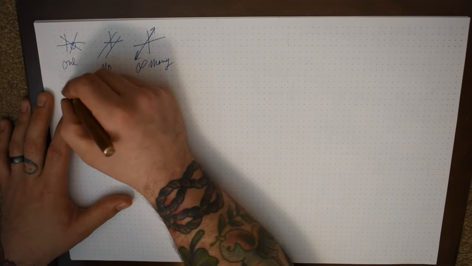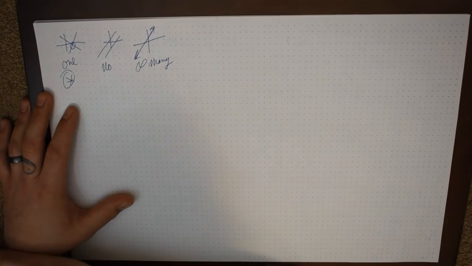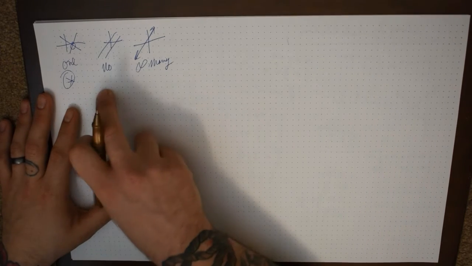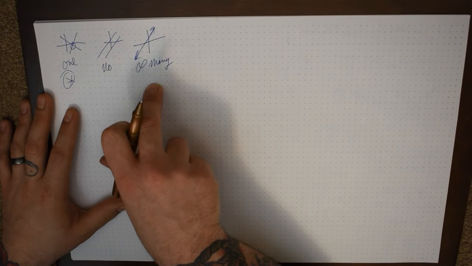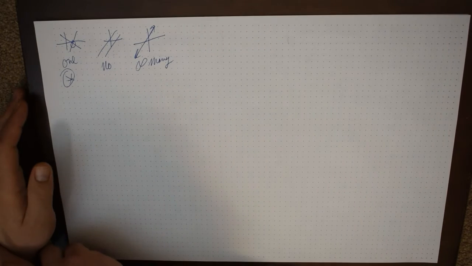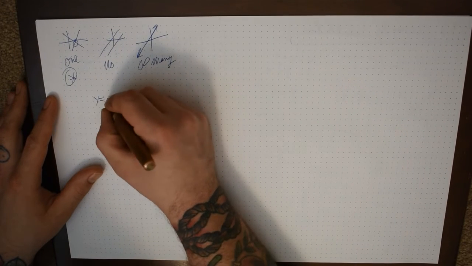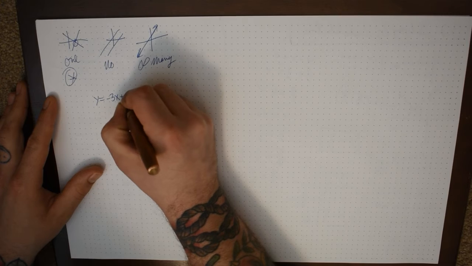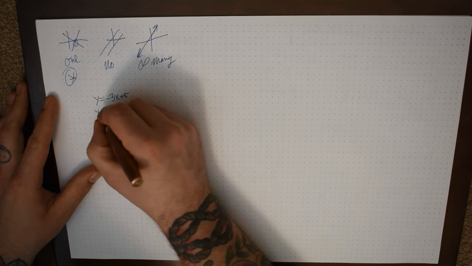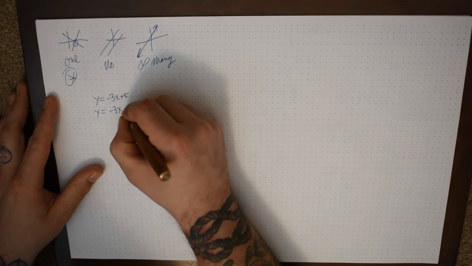We've done a couple examples of one solution so far. I want to give you an example of no solution and infinitely many solutions so you know what to be on the lookout for. So, let's start off with y is equal to negative 3x plus 5 and y is equal to negative 3x minus 2.